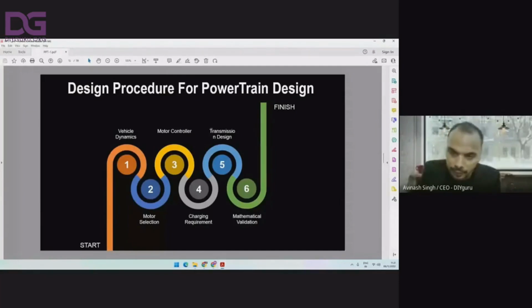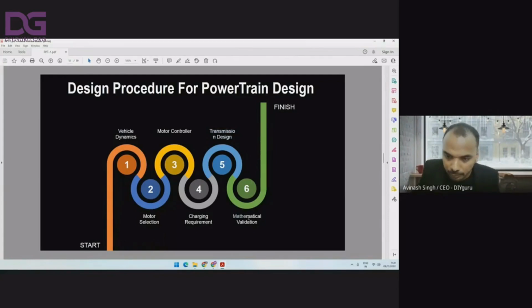After the charging requirement, we go to the transmission design, where we decide whether we want to keep it front drive or rear drive, right? Where the components of the motor are going to be placed. All of this comes under the transmission design segment.